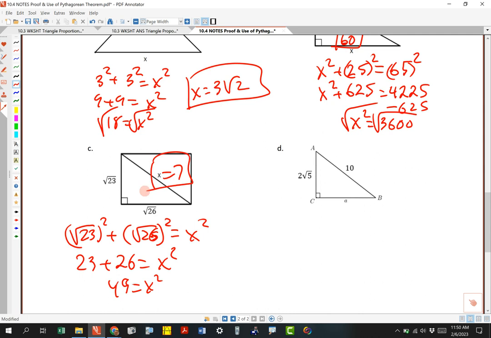Okay. Set up the next one. Next one is D. I know it's not on yours. Would you go ahead and write that one? Set up D, and do legs squared plus legs squared equals hypotenuse squared.